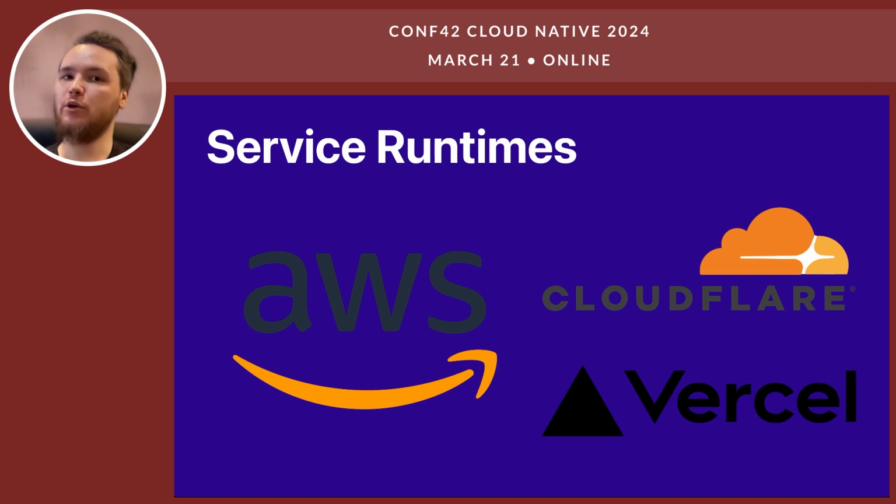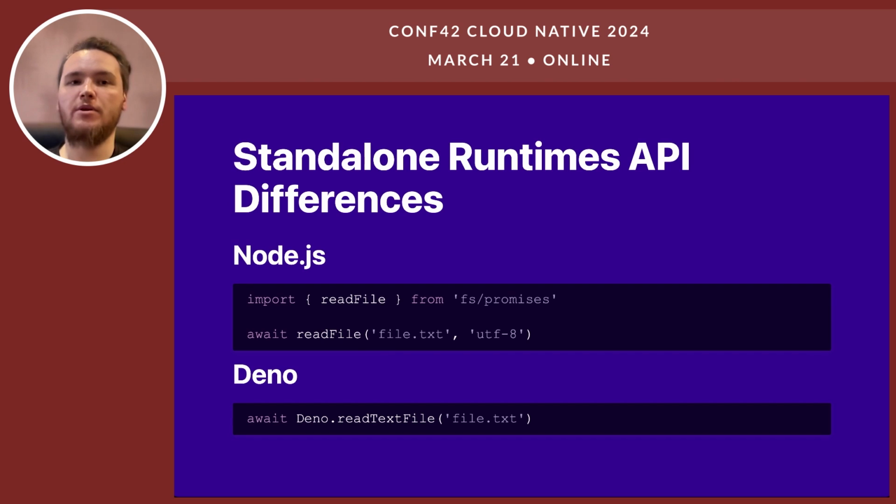Then we have a lot of service runtimes, and your service needs at least one runtime to execute your code. AWS actually has two, Lambdas and Lambdas at the edge. Cloudflare has their workerd runtime for their Workers offering, and Vercel also has two runtimes, the Node.js runtime and the Edge runtime. Runtimes will have different APIs, and it's clearly visible for standalone runtimes.